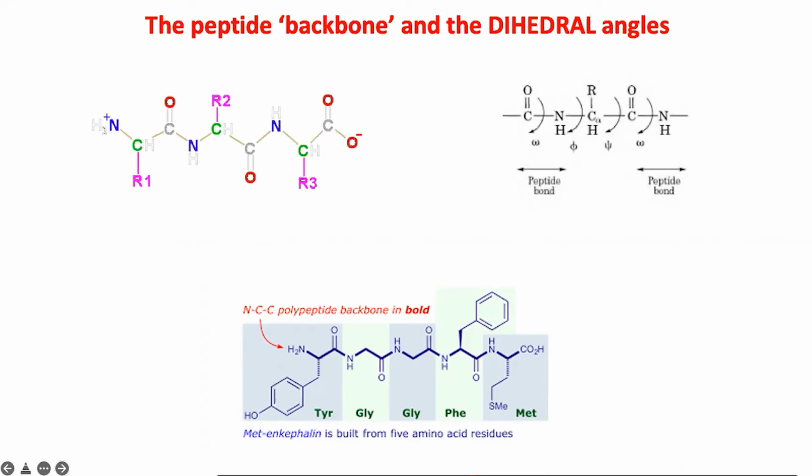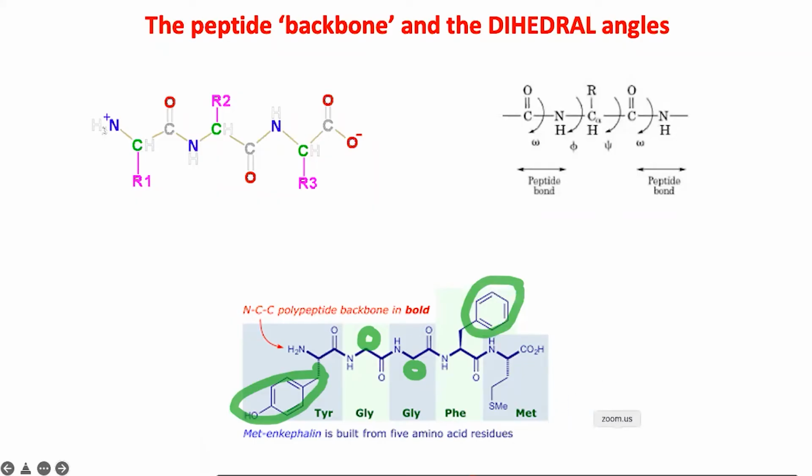Also clearly shown over here are the R groups for this particular polypeptide. Again, N, C alpha, C prime, N, C alpha, C prime, N, C alpha, C prime, N, C alpha, C prime, N, C alpha. Each time there is a C alpha, you can have an R group, tyrosine over here, glycine over here. I'll keep on marking them. So this is one R group, N, C alpha, C prime, N, C alpha, this is another R group, which is glycine, N, C alpha, another R group, which is glycine, N, C alpha, this is another R group, which is phenylalanine, and so on and so forth.